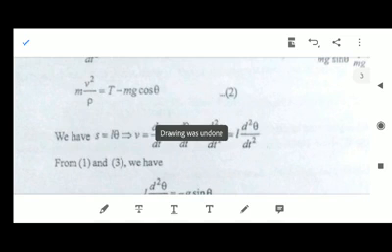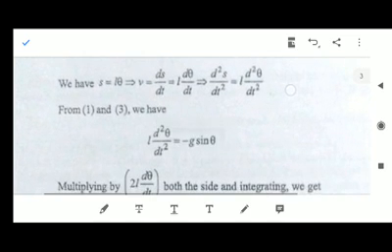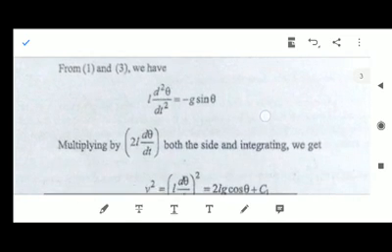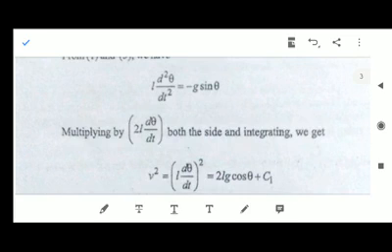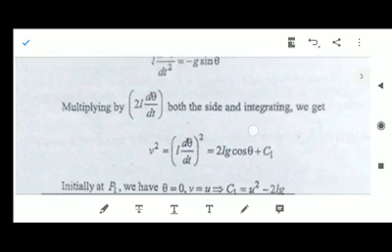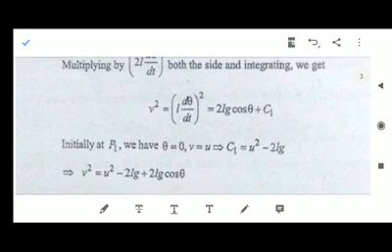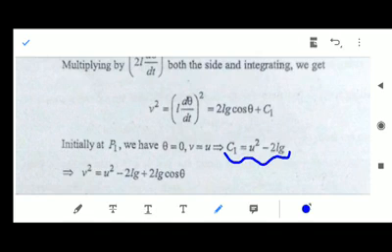Now from equations 1 and 3 we have L d2 theta by dt square equal to minus g sin theta, and multiplying both sides of this equation by 2L d theta by dt and integrating, we get v square equal to L d theta by dt whole square equal to 2Lg cos theta plus c1. Now initially at point P1 we have theta equal to 0 and initial velocity equal to u. This gives the value of the constant of integration, and putting this value we get the velocity of the particle at the point P.